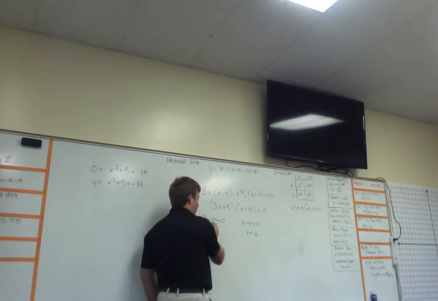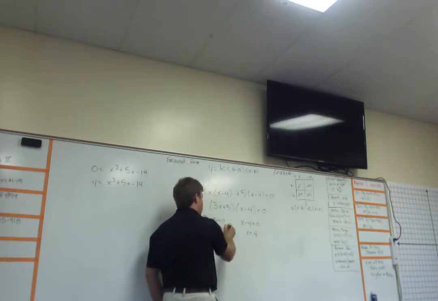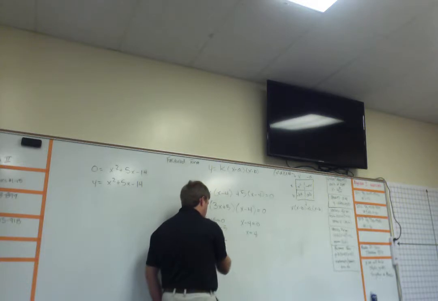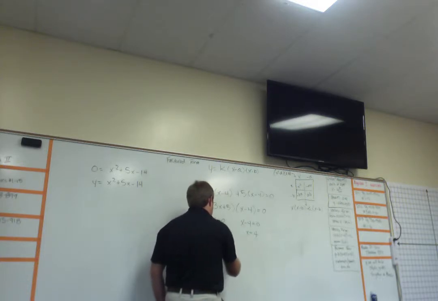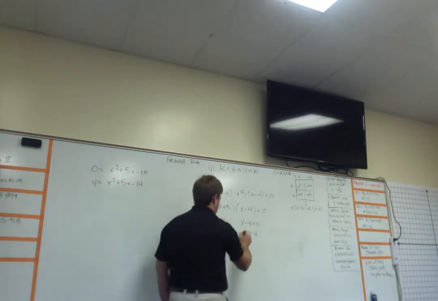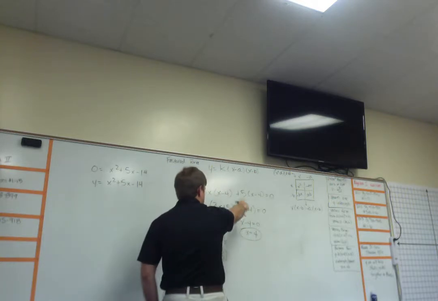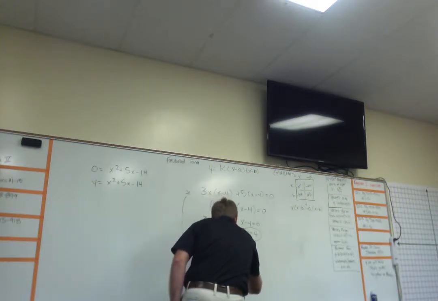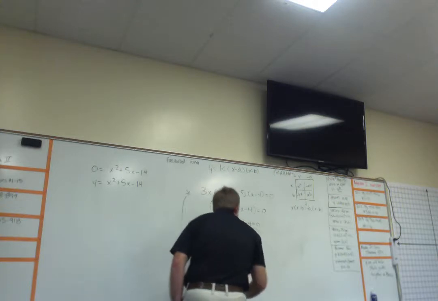Nope. I cannot combine these two terms because they are not like. This has an x on it, this doesn't. So I'm going to isolate the variable by subtracting 5 from both sides. I'm left with 3x equals negative 5. Now I'm going to isolate the variable by dividing both sides by 3. x equals negative 5 thirds. So the solution to this original equation is x equals 4 and x equals negative 5 thirds.